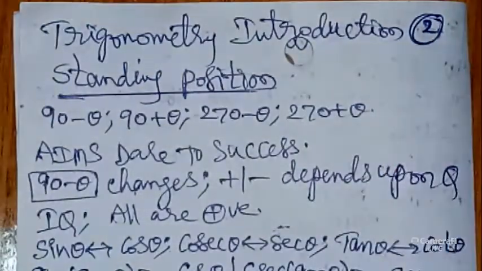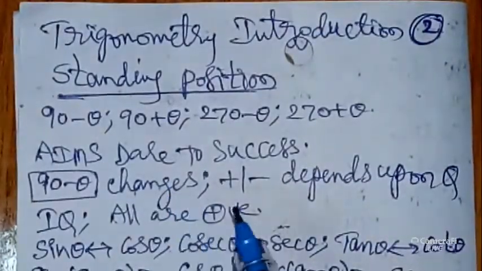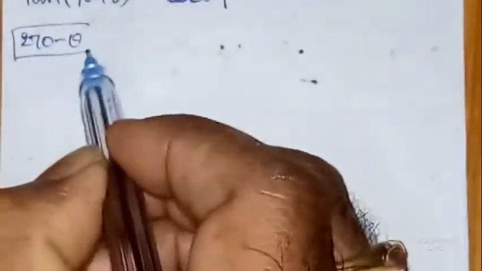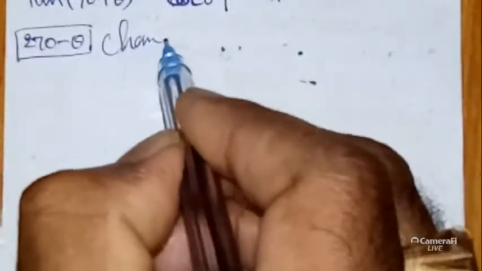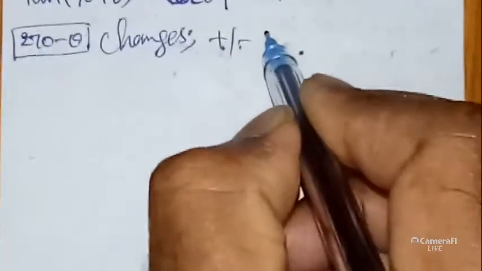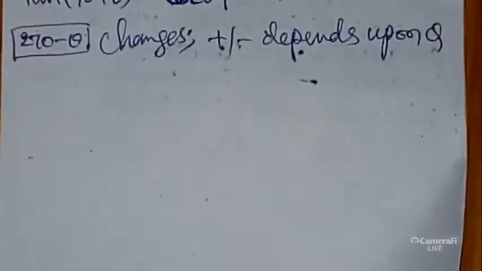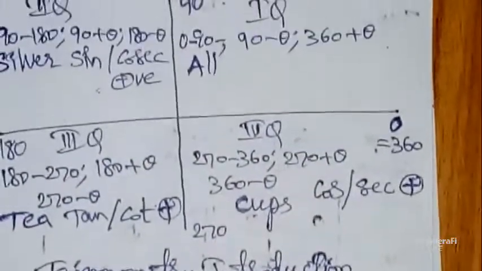So it is our relation. So standing position changes are applicable, sleeping position changes are not there. Now we wanted to discuss 270 minus theta related values, my dear students. 270 minus theta, here our logic is changes are applicable. Next, plus or minus, which depends upon their quadrant. So one second, my dear students. 270 minus theta, once you can go and verify.